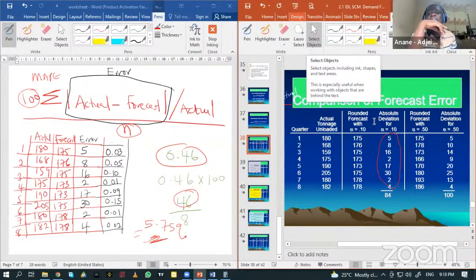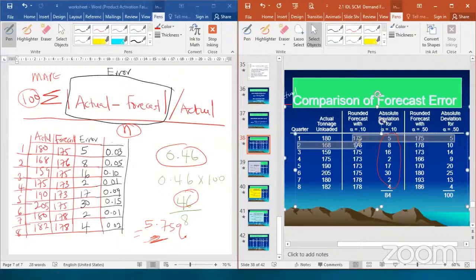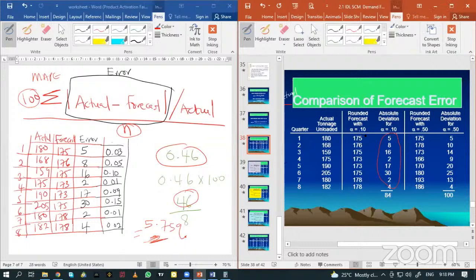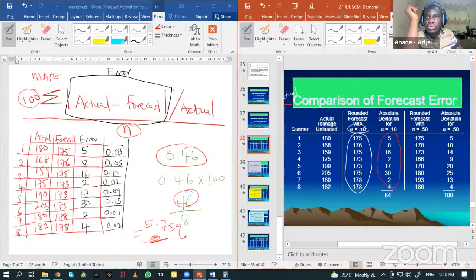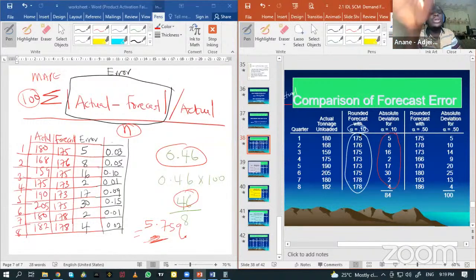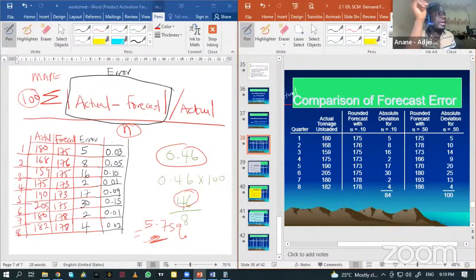This table that I'm showing you, what it means is that the forecast values over here were calculated using this particular alpha value. It's just to show you that this alpha value was used to calculate them. That is what it means. Note that the alpha value will be needed to calculate the margin of error.